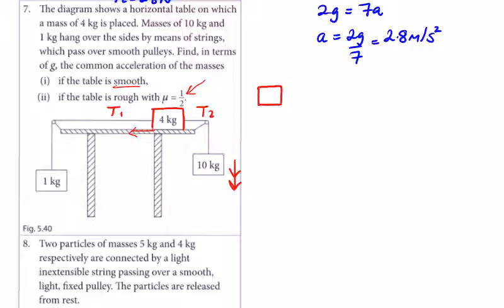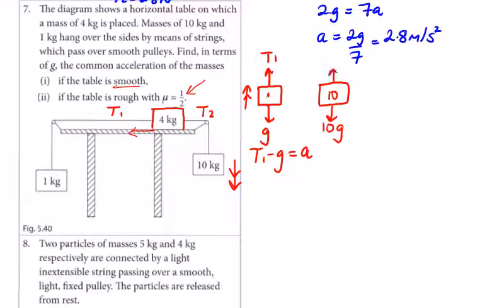So the 1 kilo. mg, 1g, T1 going this way. My acceleration is going up. So I'm going to have T1 minus g is equal to ma, or just 1a. If I do the 10 kilo next, 10g going down, this time T2 going up, my acceleration in this direction, so I have 10g minus T2 is equal to 10a.